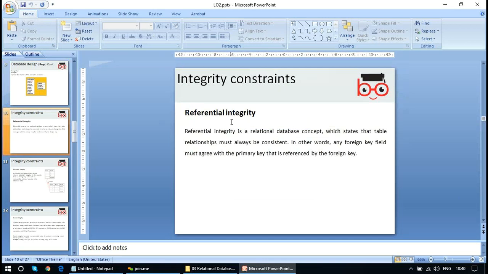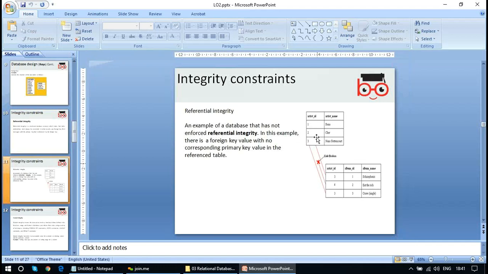Now, some words to highlight. Referential integrity is a relational database concept which states that table relationships must be consistent. In other words, any foreign key field must agree with the primary key that is referred to by the foreign key.